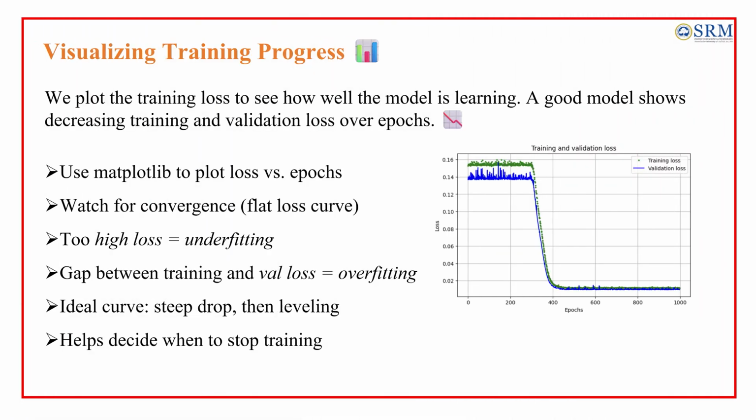We plot the training data to see how well the model is learning. A good model shows decreasing training loss over the epochs. We use matplotlib to plot the losses against epochs, and a healthy curve shows a sharp drop at the start. After 300 to 400 epochs we can see the drop flatten. If the loss is high and flat, the model is underfitting. And if the training and validation losses diverge, it's overfitting.